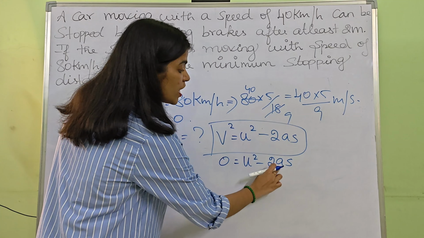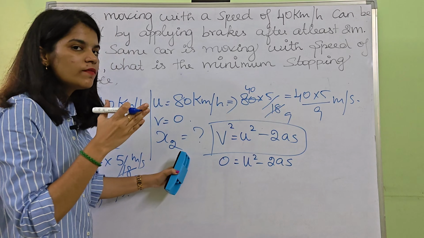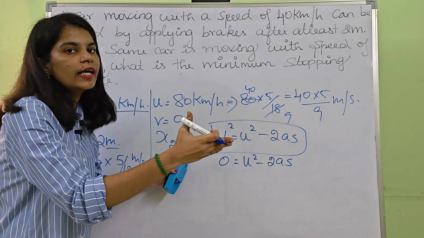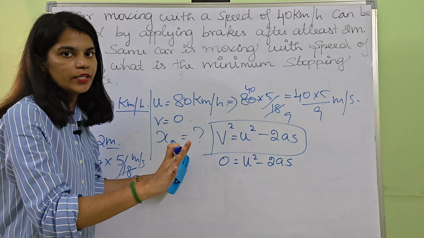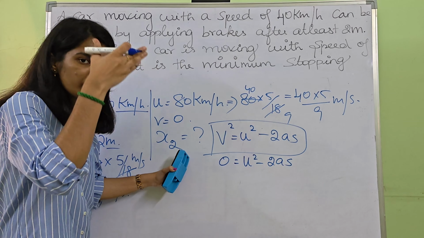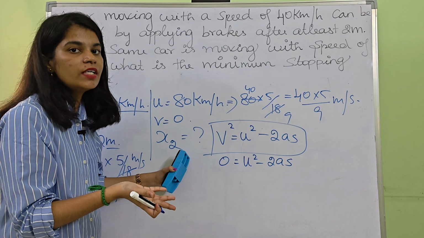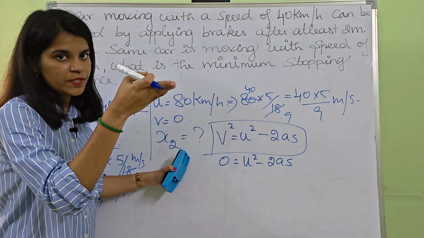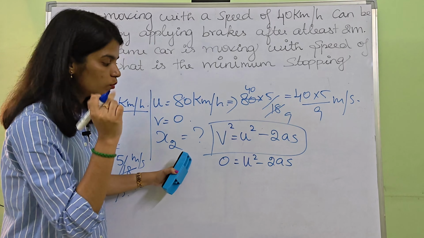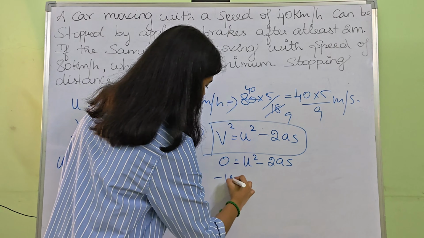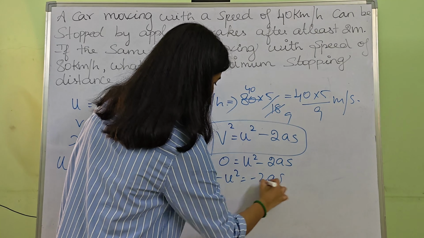Here you should not change a to g, because whenever an object travels in a horizontal direction, your acceleration is just acceleration. But when an object moves in a vertical direction, at that time the acceleration happens because of gravity. So at that time the a moves to g. Okay. So you have to note that one also. So now, 0 equal to u square minus 2as.